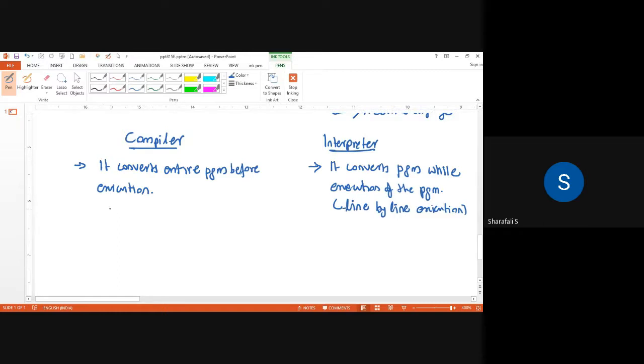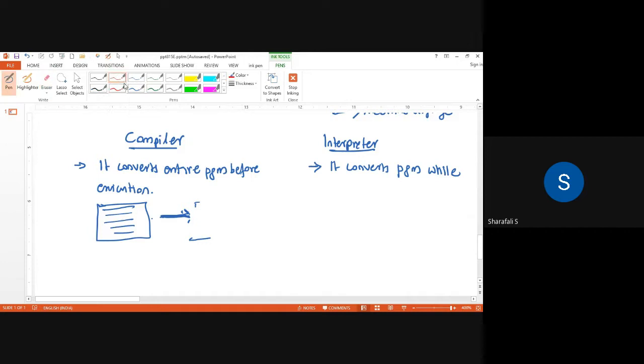For example, if you have a program written in a high level language that has to be converted into machine language, in this particular case if you are using the compiler, the entire program will be converted into machine language form. First it will convert into object code.